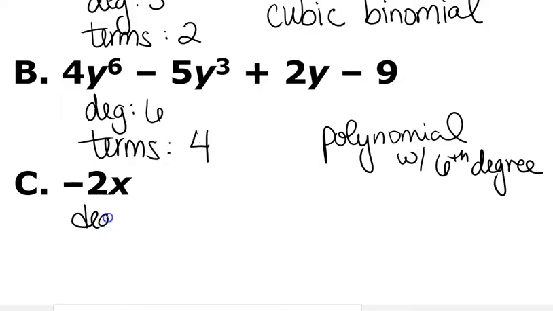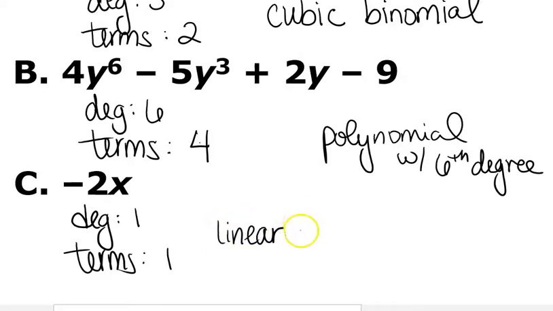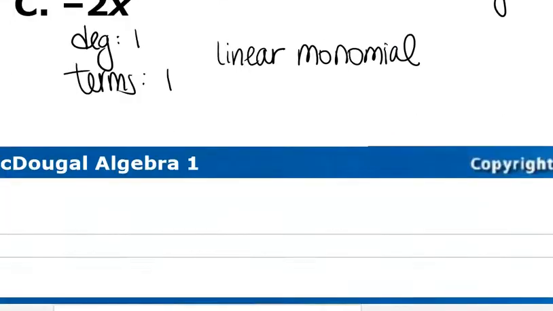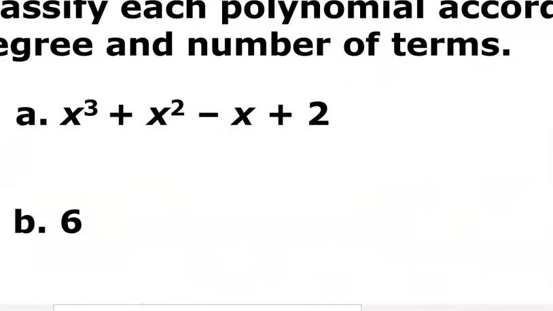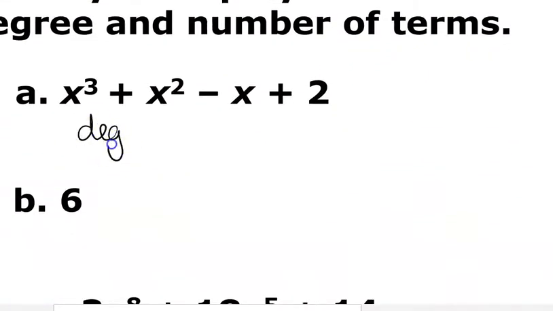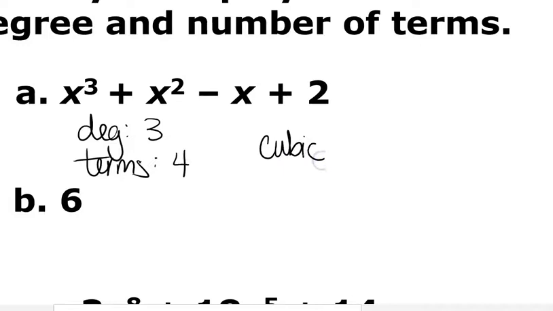Okay, this next one, the degree is 1, and the number of terms is 1. So let's look at degree first. Degree of 1 would be linear, and then 1 term would be a monomial. So then this is a linear monomial. Okay, same thing here. So our degree is 3. Number of terms, 4. So this is a cubic polynomial.